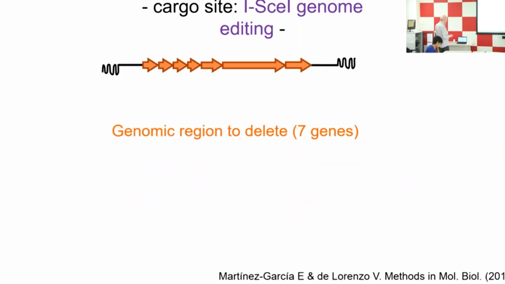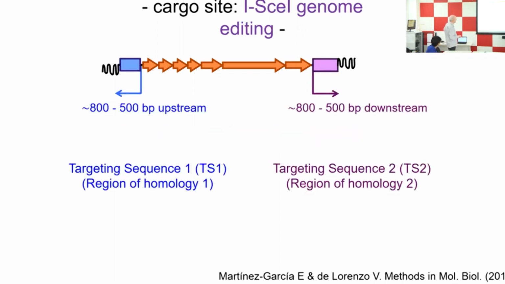Okay, now, let's suppose that you want to delete a segment in the genome here. Okay, you have some genes here, and then, for instance, you have 7 genes. It can be 1, 2, 3, or 40. It doesn't matter. And then you want to delete this region from the chromosome of your favorite bacterium. How do you do it? Well, the first thing that you have to do is to identify some flanking sequences at the sides of the segment that you want to delete.